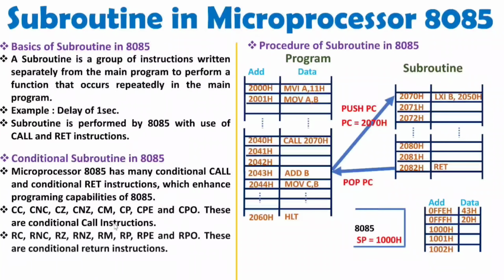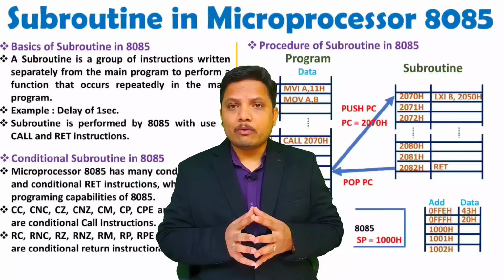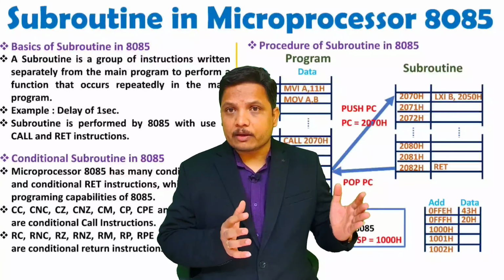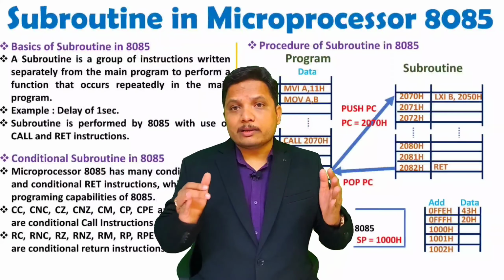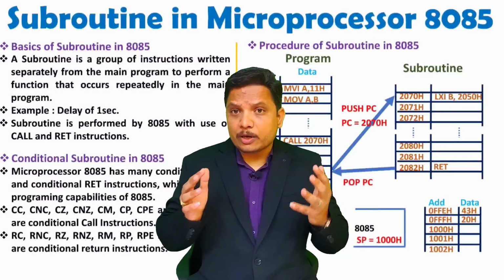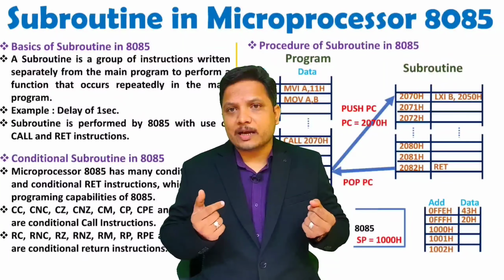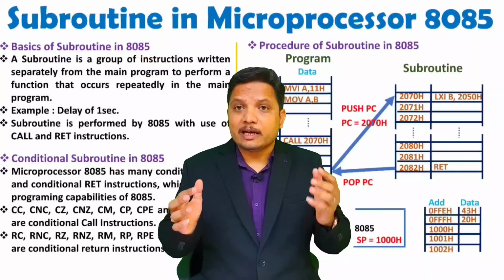Similarly, we have conditional return instructions like return if carry, return if no carry, return if zero. That is how similar conditional return instructions are there. By using these instructions, we can have subroutines, and a subroutine is used to minimize the size of the program. If some functions are repeatedly used in the execution of the main program, then by using a subroutine we call that function with just call and return instructions, so that we don't need to write that function again and again in the main program.